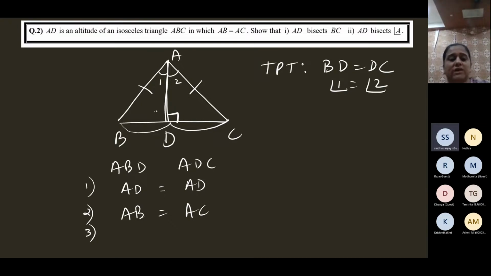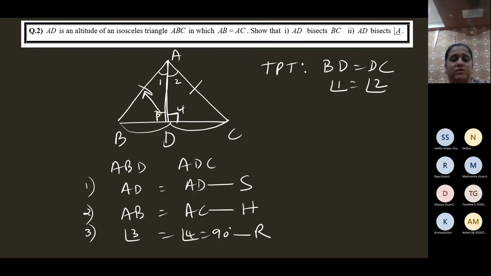Correct. So we'll mark this angle 3 and angle 4. Angle 3 is equal to angle 4, 90 degrees, ma'am. Correct. So what is the rule? Ma'am, RHS congruence rule. RHS. So this is the right angle. Which is the hypotenuse? Ma'am, AB equals AC, hypotenuse. This is the hypotenuse and this is some other side. Yes, this is the right angle. So this will be the hypotenuse.